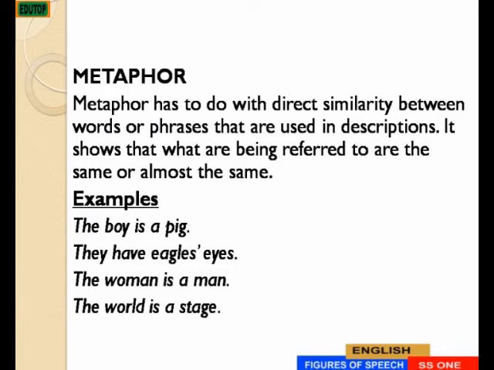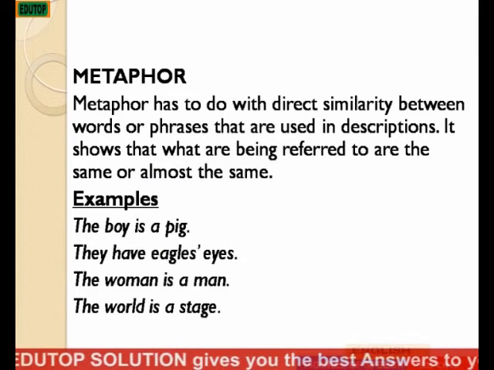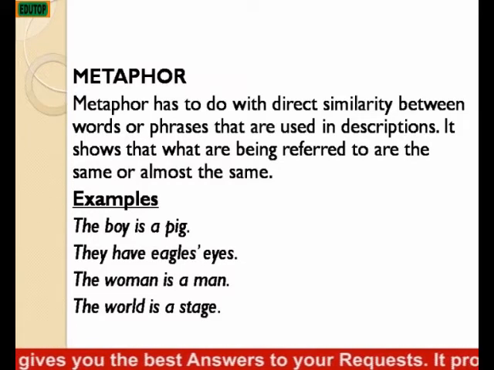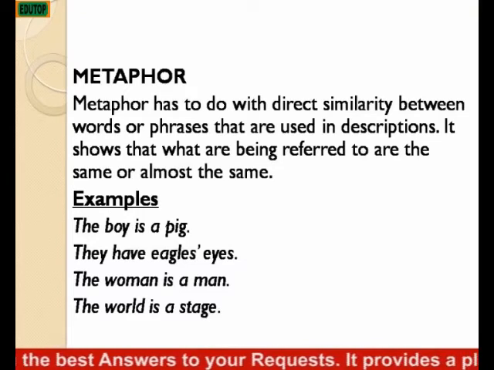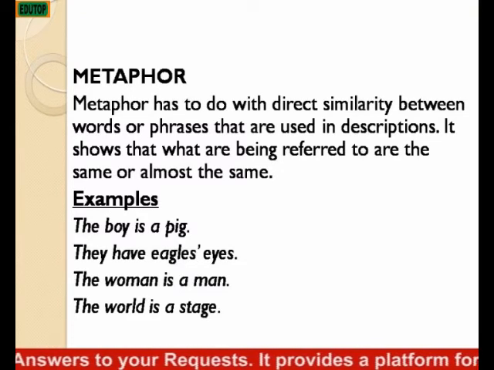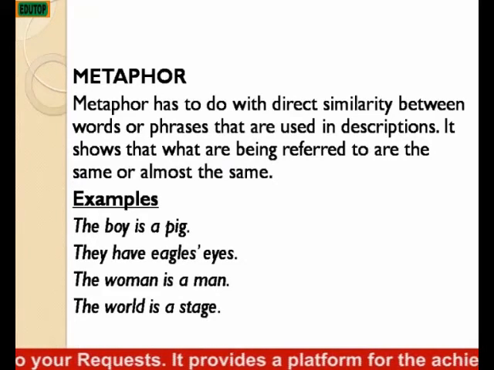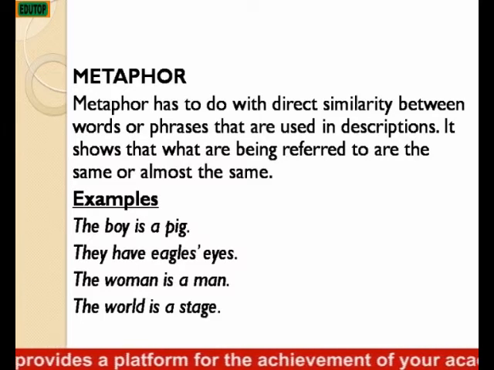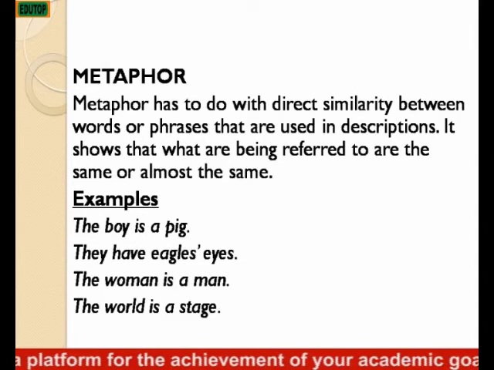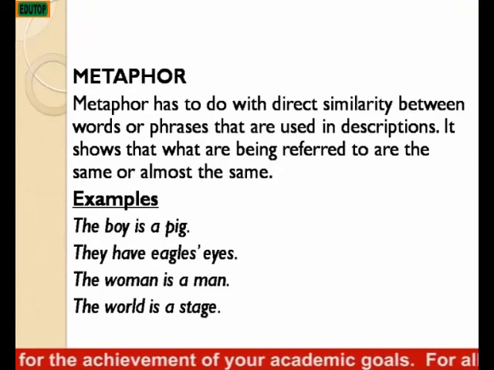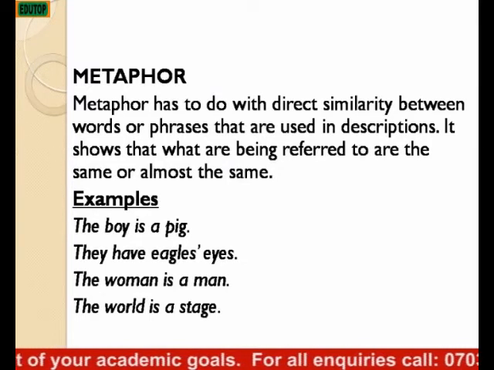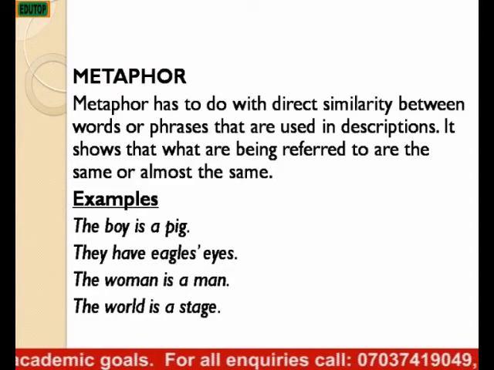Other examples, they have eagle's eyes. Eagle's eyes cannot belong to human beings. So eagle's eyes there is talking about metaphor. We are comparing the kind of eyes that they in the sentence have to those of the eagles. Then we have the woman is a man. When we say the woman is a man, we mean she has the qualities of a man. The world is a stage. When we say the world is a stage, we are comparing the world with a stage, or like a podium where a play is staged. So all these are direct comparison of two objects.